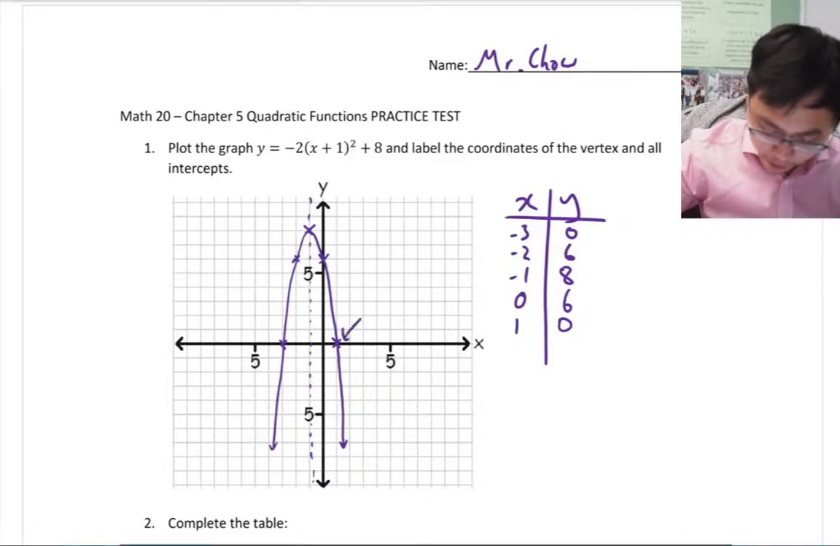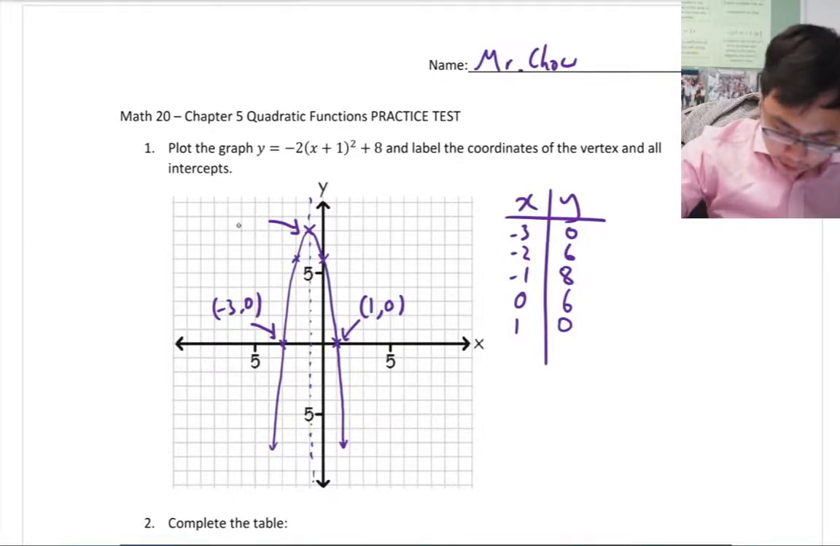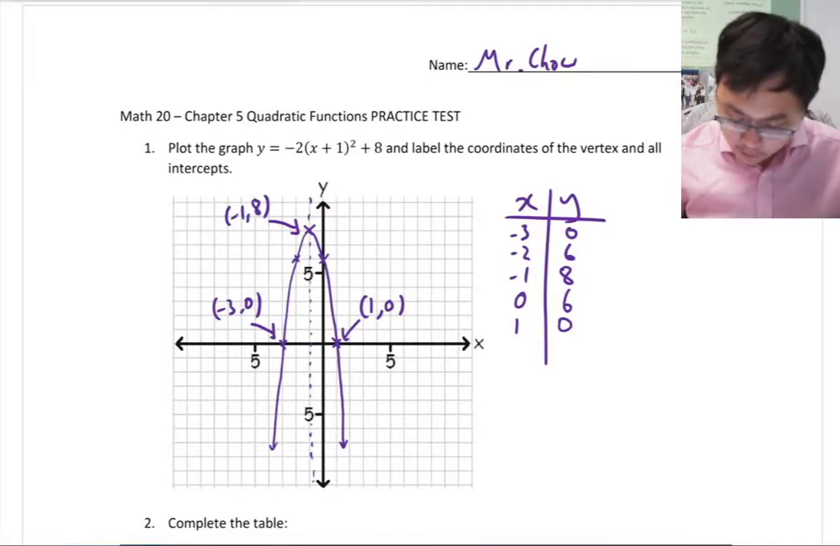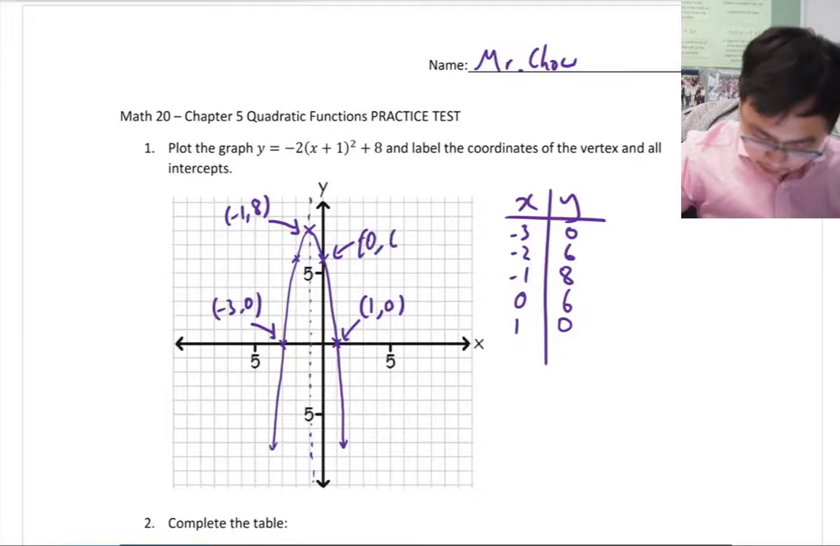So we have our x-intercepts, which are going to be 1, 0, and -3, 0. And then we have our vertex over here, which is going to be at -1, 8. Okay, label the coordinates of the vertex, all intercepts, and we also have our y-intercept, which is at 0, 6.